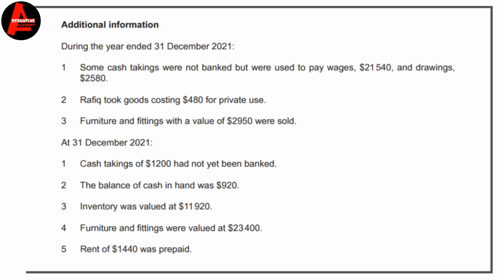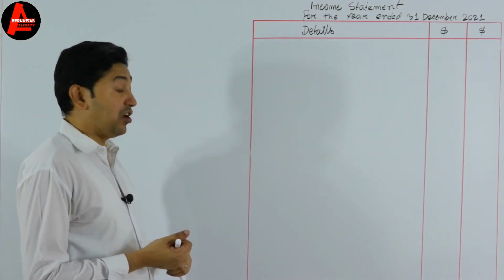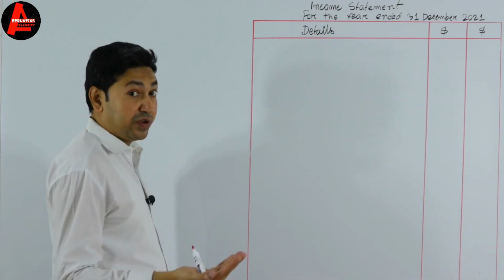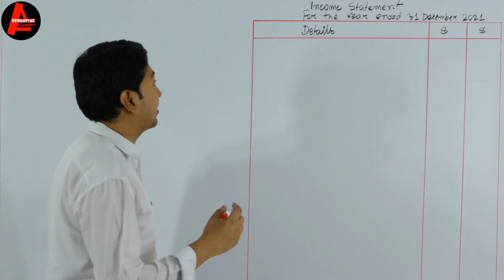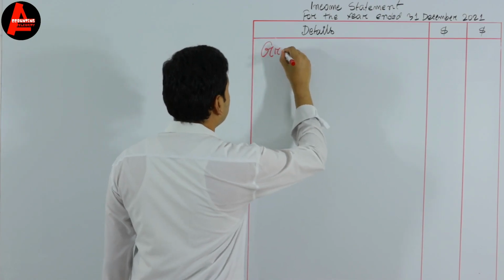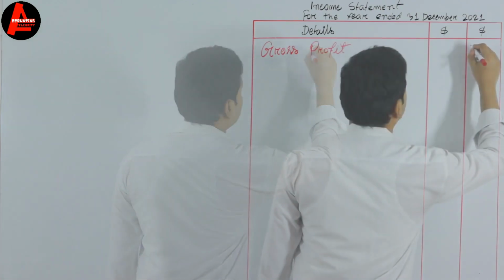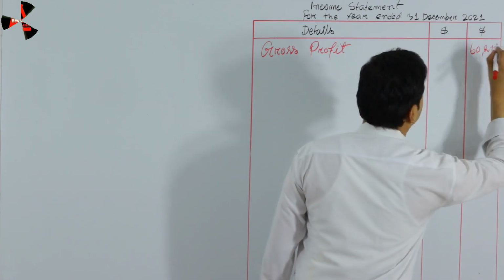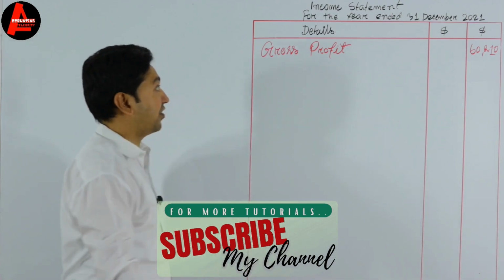So here first of all we will write gross profit, okay? We already calculated gross profit in the previous lesson, so I recommend you watch that one, then come back here. Okay, so gross profit was 60,210, okay? So this was the gross profit, okay, great.